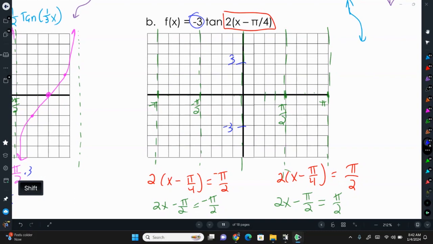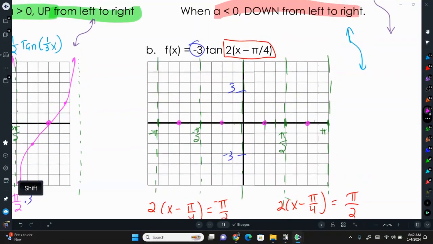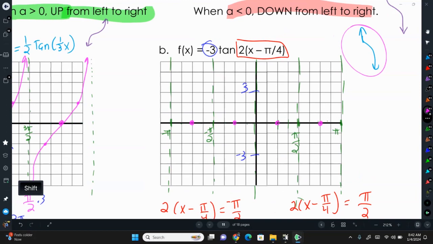So now in between each asymptote, the halfway mark, we're going to be at the midline, which is going to be the x-axis, because we don't have a plus or minus on the outside. Then at the quarter points, we're going to be either at positive 3 or negative 3. And again, because this tangent is negative, between each asymptote, it's going to look like that. So now here, we're going to go there and there.